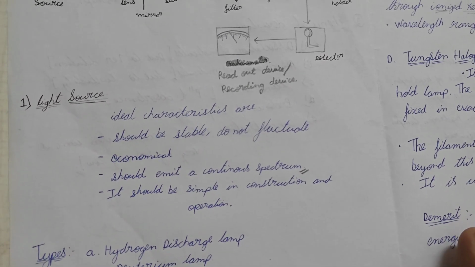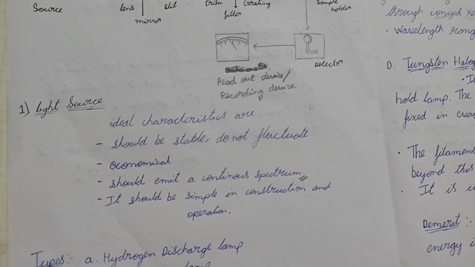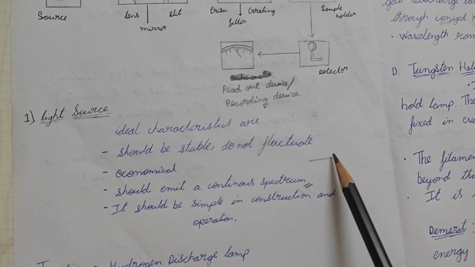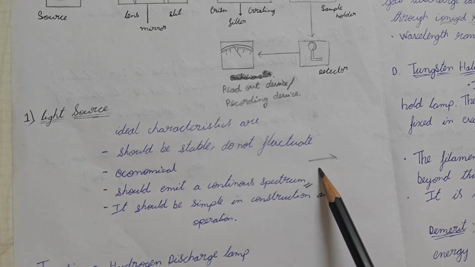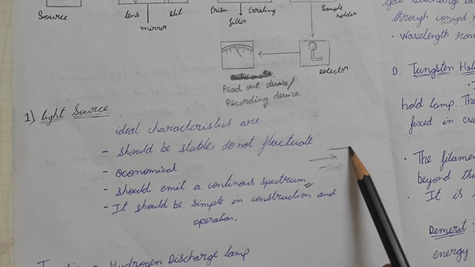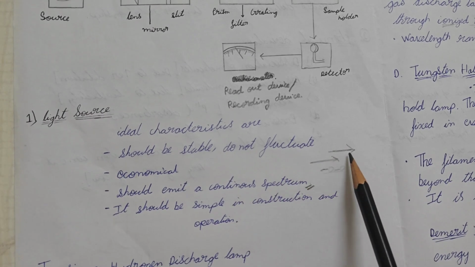Then what are the ideal characteristics of the light source? It should be stable, do not fluctuate, economical, should emit a continuous spectrum. It should be simple in construction and operation. Here the ideal properties are: it should be stable and do not fluctuate. Do not fluctuate means it should send the same amount of light, and continuous spectrum. You should not stop the light for a second or for a millisecond also. It should continuously emit the same radiation that it has been emitting from the start.